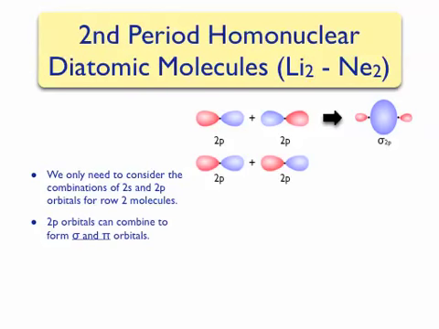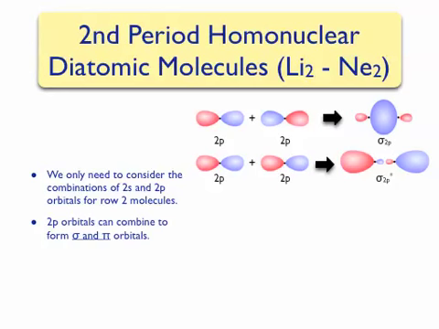We can also add the two 2p orbitals out of phase. We show this by having two lobes of two different colors pointing at one another. This results in a sigma star orbital. This orbital places a node between the two nuclei, which destabilizes the molecule.